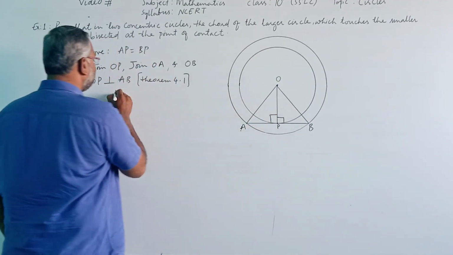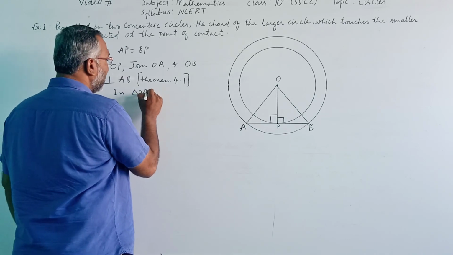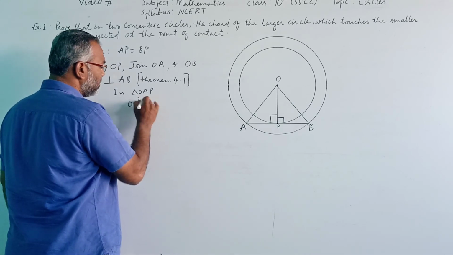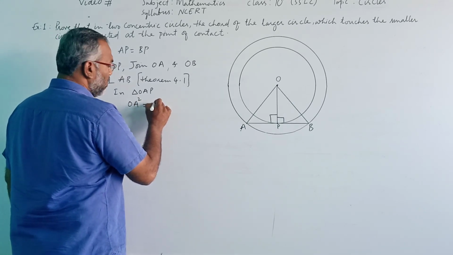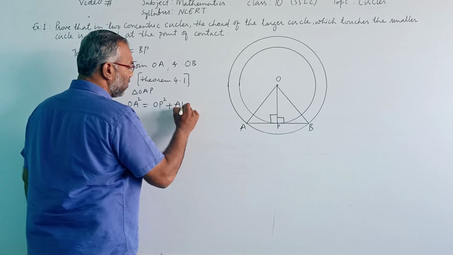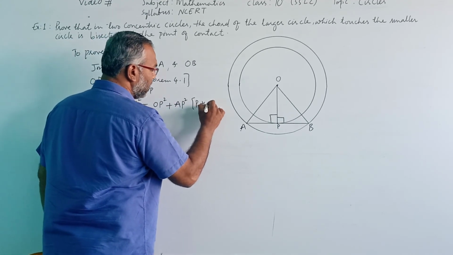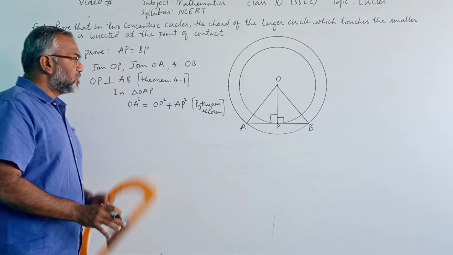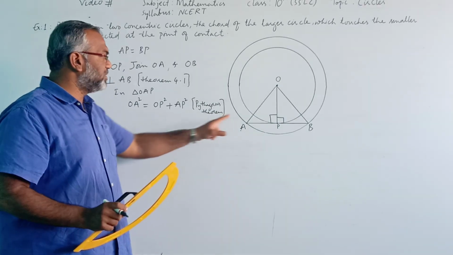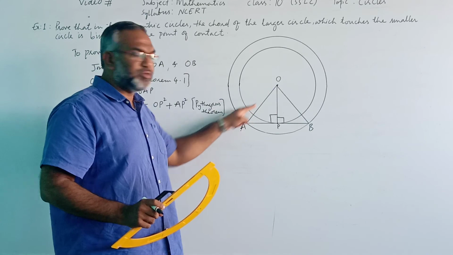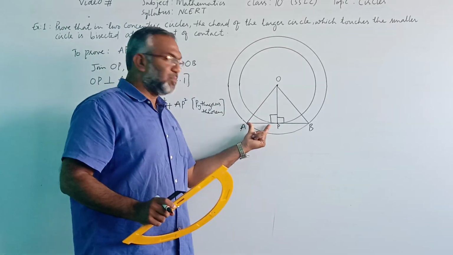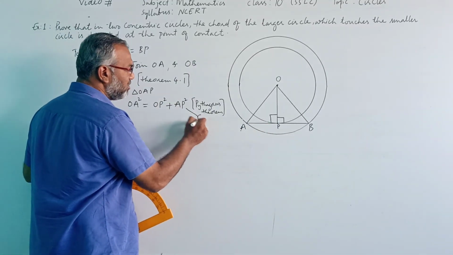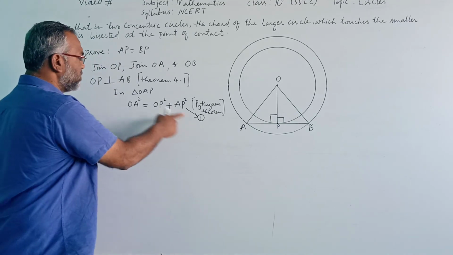So in triangle OAP, OA square will be equal to OP square plus AP square from the Pythagoras theorem. OA is the hypotenuse. The square of the hypotenuse is equal to the sum of the squares of the other two sides, OP and AP. Imagine this is equation number 1.